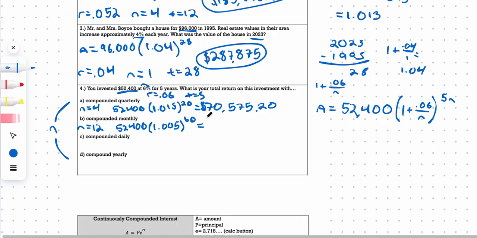And what are we going to get from this? Well, we do 1.005 to the 60th power. We get 1.35-ish again. Then we do 52,400. So we're going to get something similar but different to compounded quarterly, and we get 70,679.75.